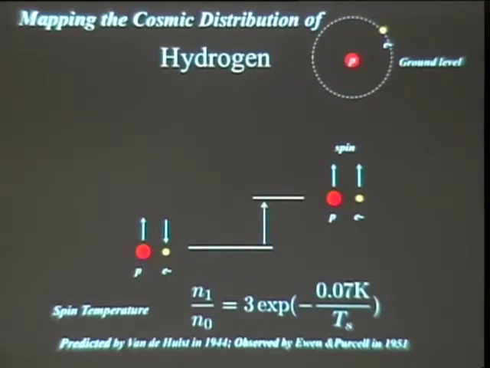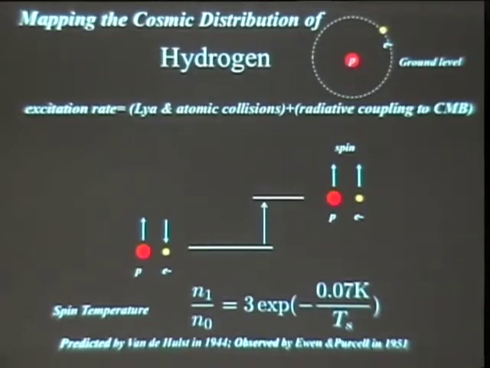But the number of atoms in the upper state may not be in thermodynamic equilibrium. And so to define the excitation state of the hydrogen gas, people use the spin temperature through the same exponential factor. The spin temperature simply is equivalent to saying how many atoms are in the upper state versus the lower state. And the factor of 3 here is simply the spin degeneracy factor of the upper state relative to the lower state. The upper state is a triplet, the lower state is a singlet.